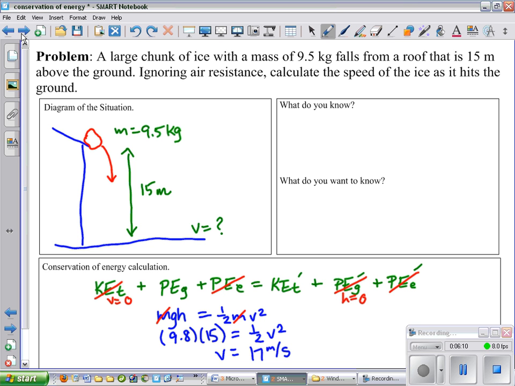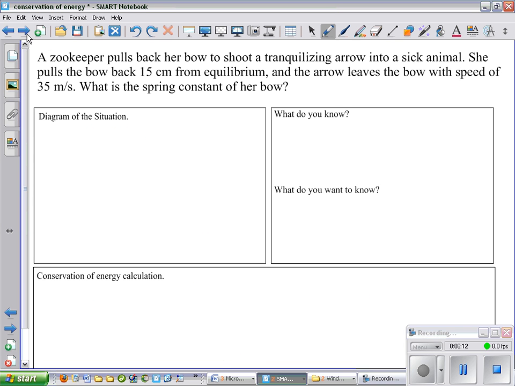So let's try a problem with something stretchy. Alright. A zookeeper pulls back her bow to shoot a tranquilizing arrow into a sick animal. This diagram is going to be a little bit more difficult. She pulls the bow back 15 centimeters from equilibrium, and the arrow leaves the bow with a speed of 35 meters per second. What is the spring constant of her bow?